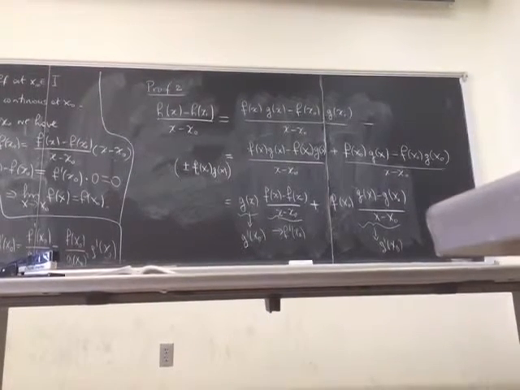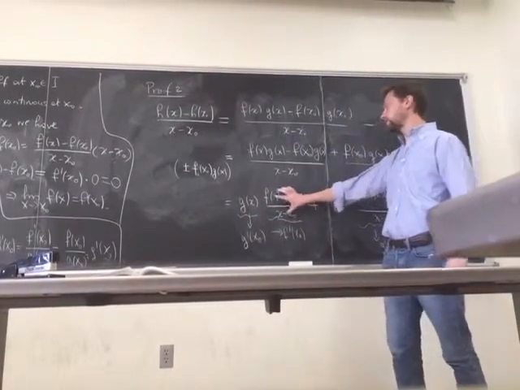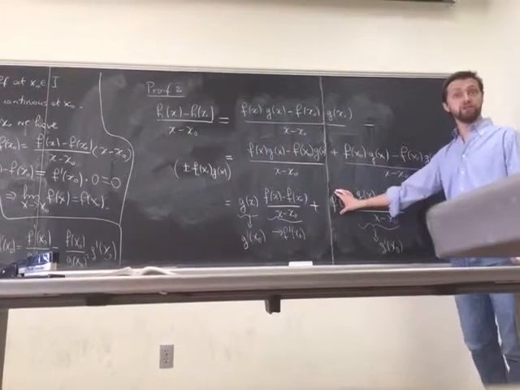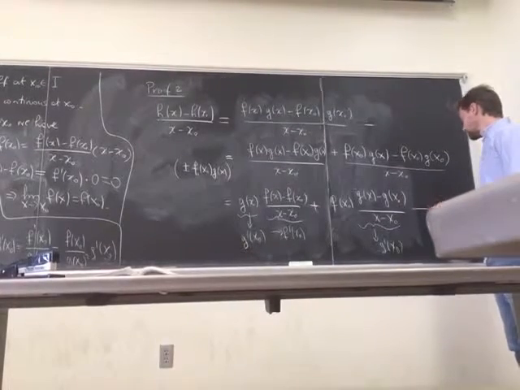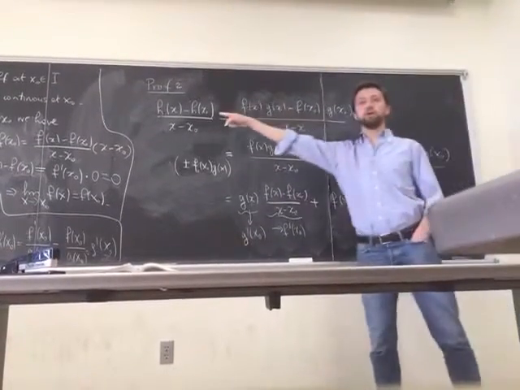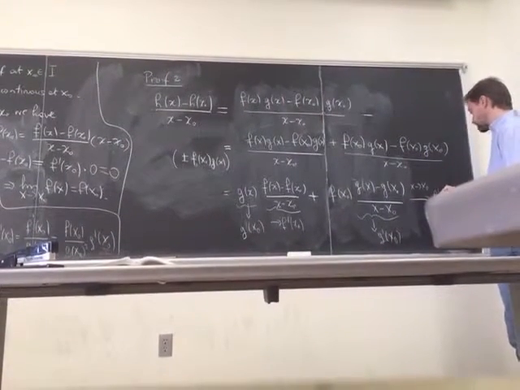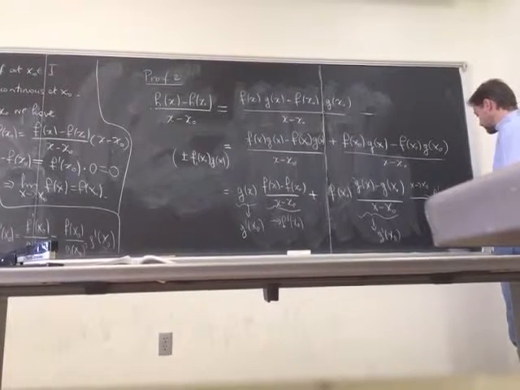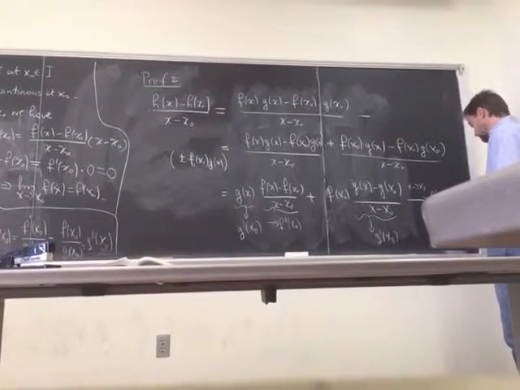So now everything is taken care of, right? This guy goes to g of x naught. This guy goes to f prime of x naught. This guy goes nowhere, it's a constant. And this is going to g prime of x naught. So the limit as x goes to x naught of the incremental ratio of the product function h is just what you were expecting: f prime of x naught, g of x naught, plus f of x naught, g prime of x naught.